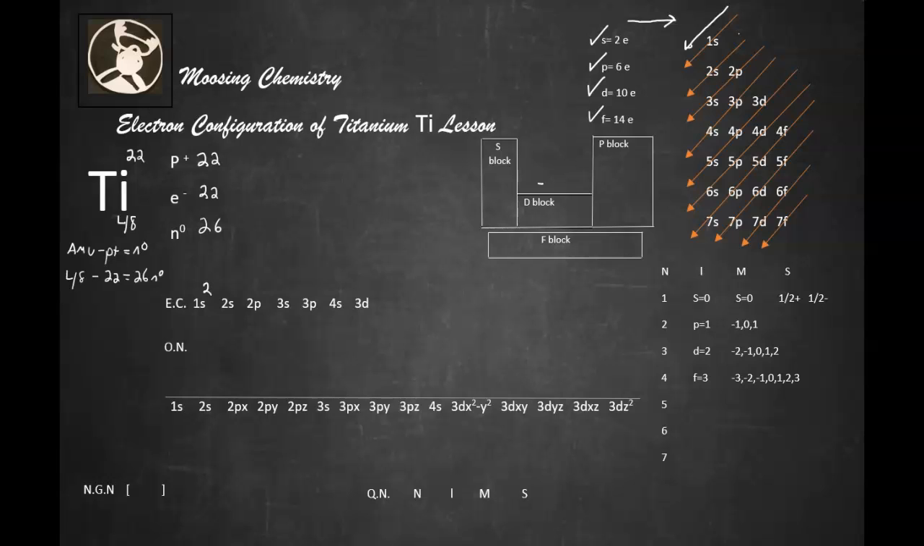Okay, pretty cool, huh? 2s2, 2p6, 3s2, 3p6, 4s2, and then we're going to stop at 3d, which is 3d2. Pretty darn amazing, huh?